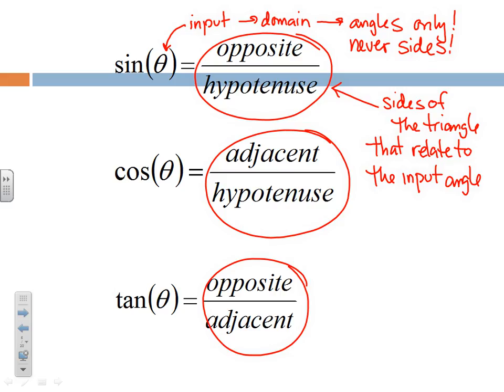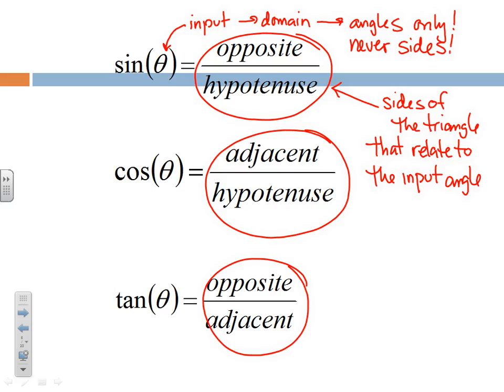So what we do is we look at the angle that we want to use for this function. And then we decide what sides are opposite, what sides are adjacent to that angle, and then what side is the hypotenuse of our triangle. And then depending on what sides we have, we can pick sine, cosine, or tangent to either help us solve for one of the missing sides or help us solve for the angle itself.